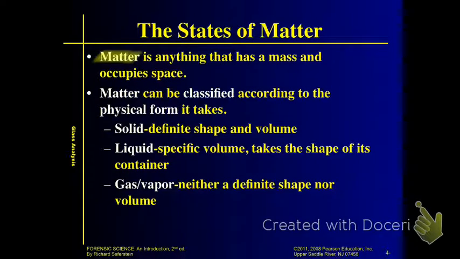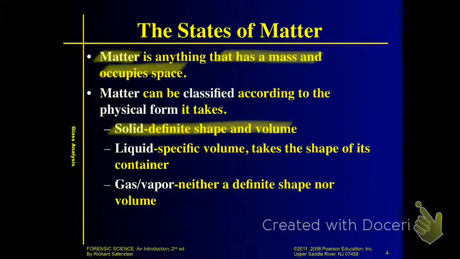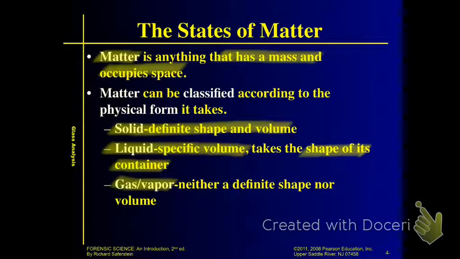The definition of matter is anything that has mass and occupies space. There are 3 different states of matter here on Earth. Solids have a definite shape and volume. Liquids have a specific volume, but they take the shape of the container. And gases have neither a definite shape nor volume.